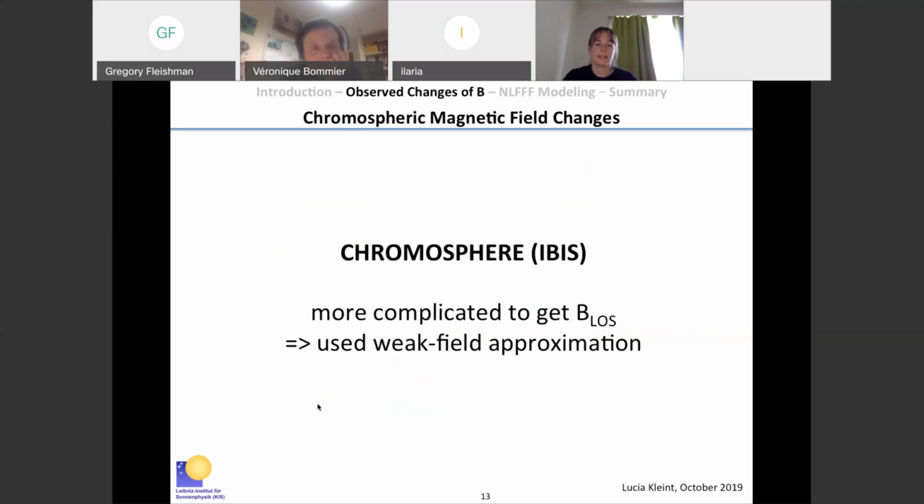Just with the chromosphere, as I said, it's not so easy to get magnetic field values. The problem here is not only the ground-based observation and varying seeing, but also that the method to get the magnetic field is the weak field approximation, which works quite well for this spectral line, but may not work for all spectral lines.